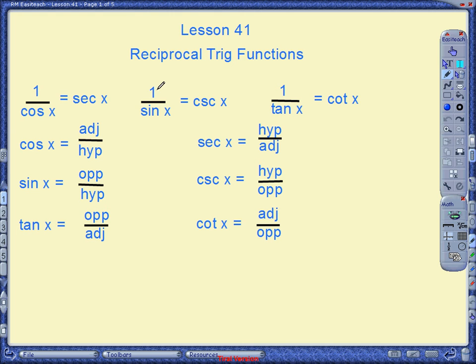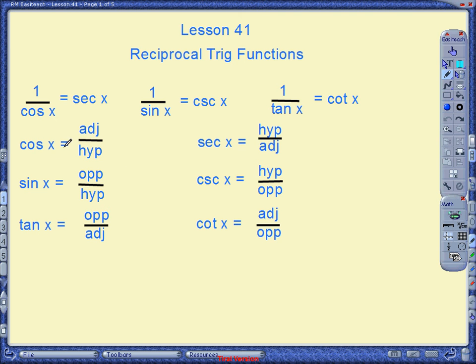The reciprocal of sine is 1 over sine. We call the reciprocal of sine cosecant x, and we abbreviate it CSC. The reciprocal of tangent is 1 over tangent, and we call this cotangent, and abbreviate that COT.